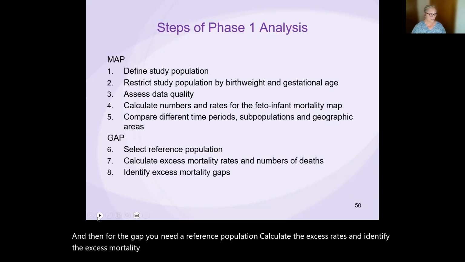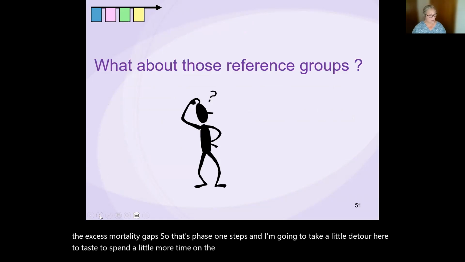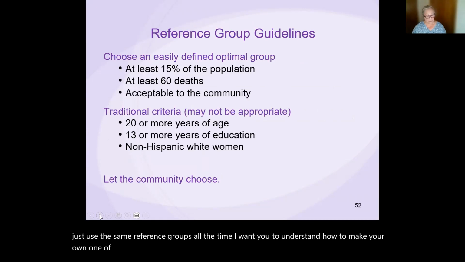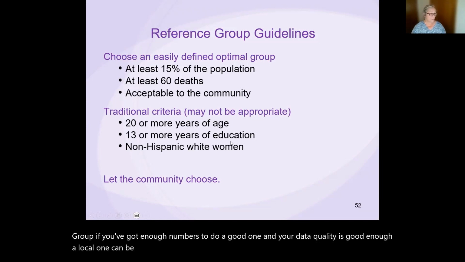That's phase 1 steps. And I'm going to take a little detour here to spend a little more time on the reference groups, because we don't want you to just use the same reference groups all the time. I want you to understand how to make your own. One of the reasons to make your own reference group is that your reporting might be more consistent, and that sometimes a local reference group, if you've got enough numbers to do a good one and your data quality is good enough, a local one can be better, have less differential reporting.